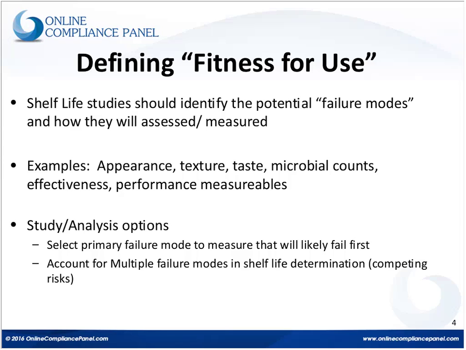Examples of failure modes could be just the appearance of the product, its texture, taste, if we're talking about foods and beverages, microbial counts. Just any engineered product may lose effectiveness, and there may be corrosion or reduction in strength, either in use or on the shelf. So it could be any performance measurable that we're referring to.